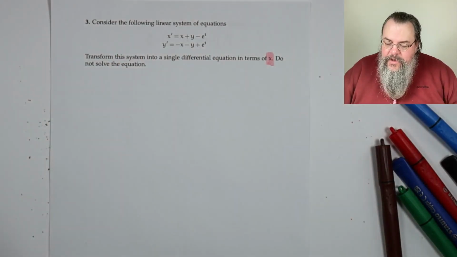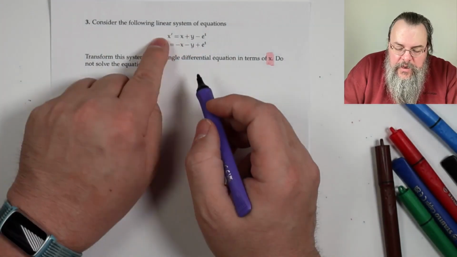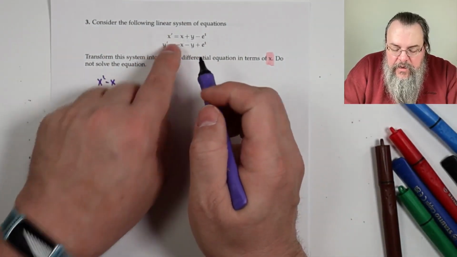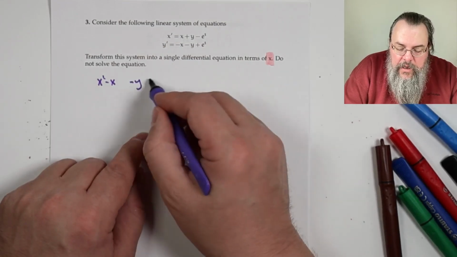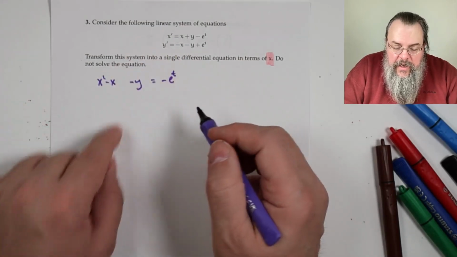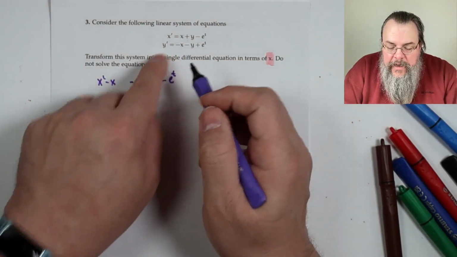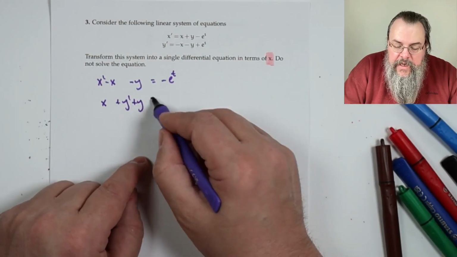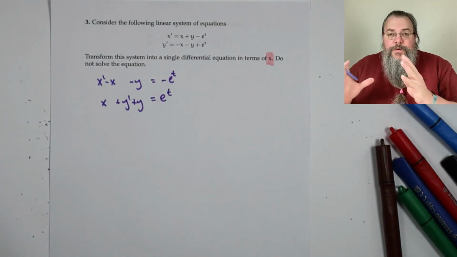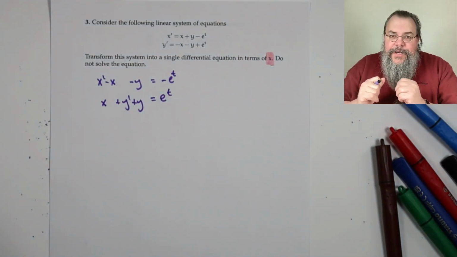All right, well, let's do that. What do we have? Well, we subtract x, so x prime minus x, subtract the y, minus y equals minus e to the t. Now here, we're going to add the x, and then we have the y prime already, and we'll add the y, so plus y, and that equals e to the t. Okay, so we're moving all the x's and y's to one side. Things without x's and y's are on the other side.